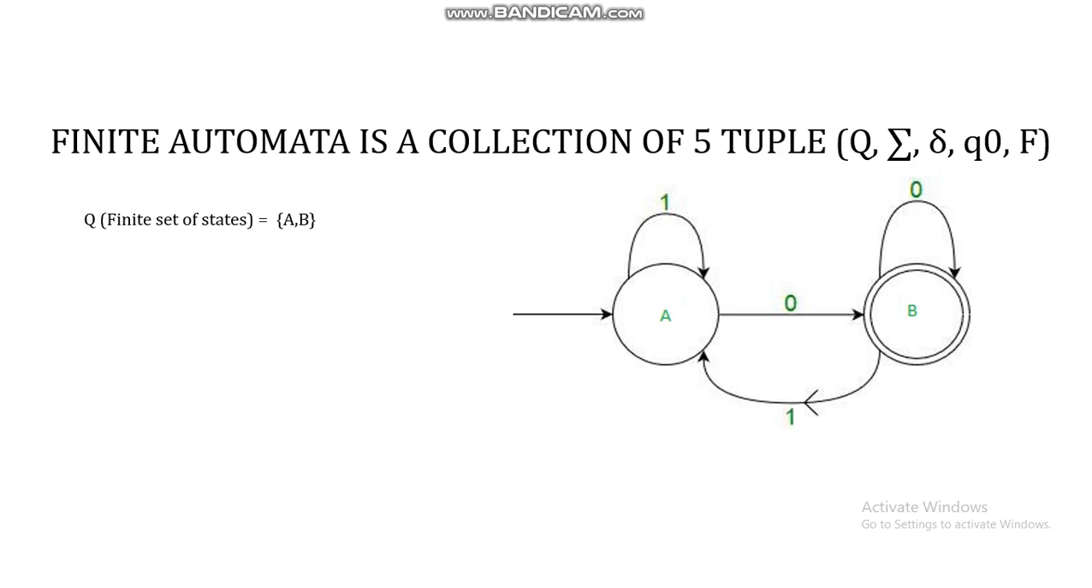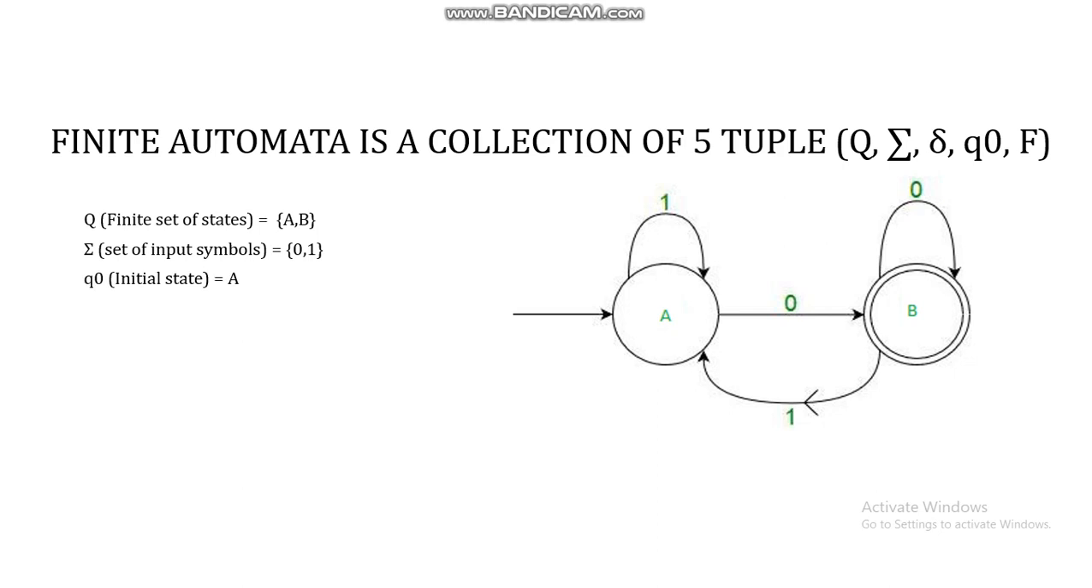Q defines the finite number of states that is present in the finite automata, and for our given example, Q consists of two states, A and B. Next we have sigma. Sigma defines all the input symbols that are allowed for a particular finite automata, and for our given example, sigma consists of values 0 and 1.